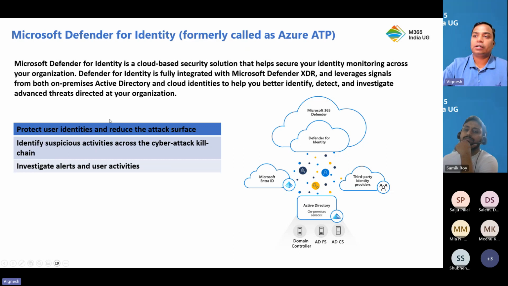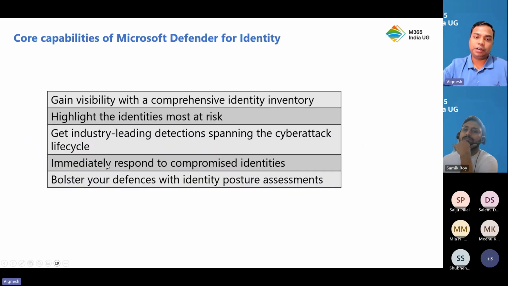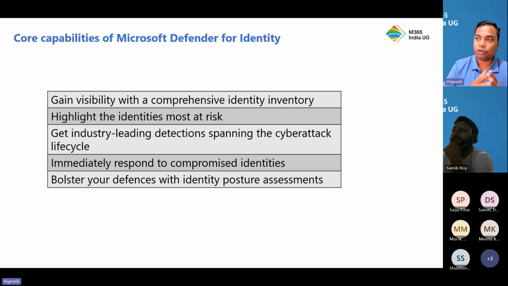And this is the core capabilities of Defender for Identity, which is going to help you to gain visibility with a comprehensive identity inventory, highlight the identities most at risk in your tenant, get industry-leading detection spanning the cyber attack lifecycle, immediately respond to compromised identities, and bolster your defense with identity posture assessments. So these are the core capabilities of Microsoft Defender for Identity.